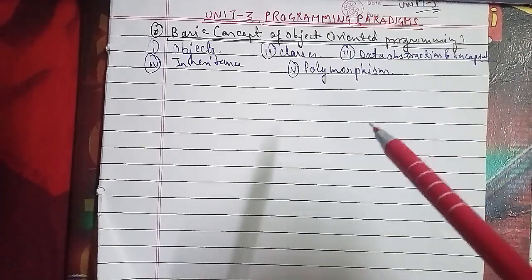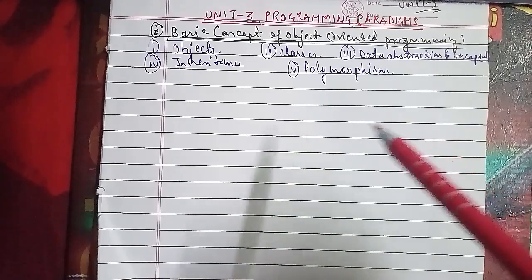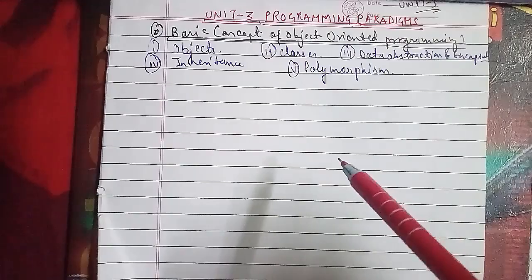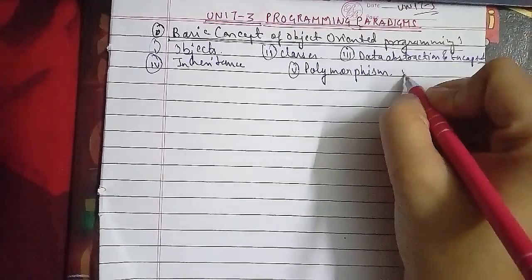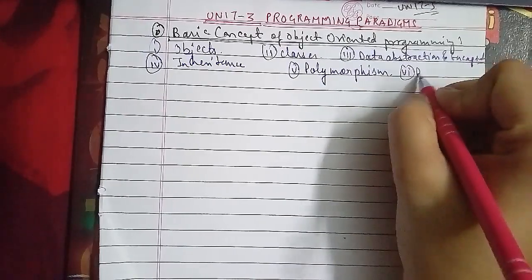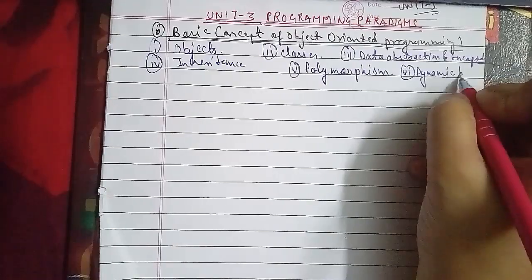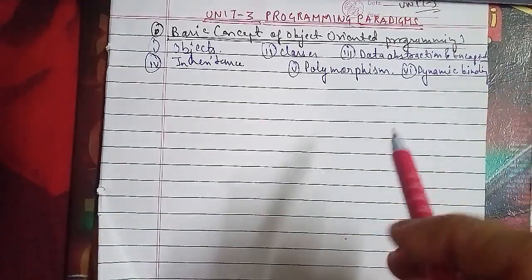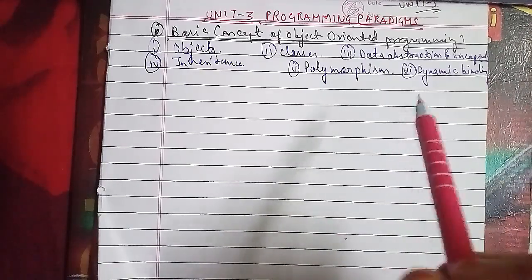In dynamic binding, the binding refers to the linking of a procedure call to the code that is to be executed in response to the call. Dynamic binding is also known as late binding. That means that the code associated with a given procedure call is not known until the time of the call at runtime. It is associated with polymorphism and inheritance, and a function call associated with a polymorphic reference depends on the dynamic type of that reference.